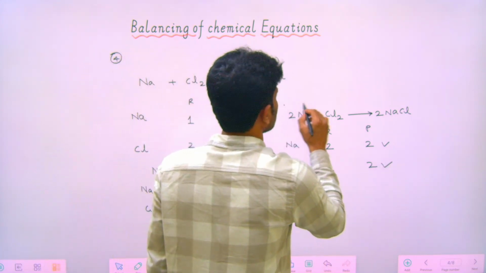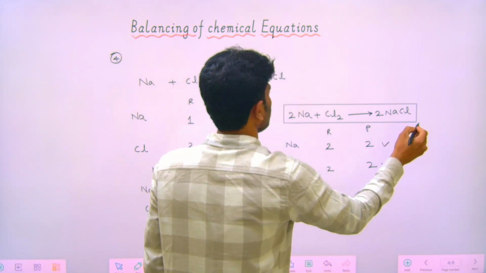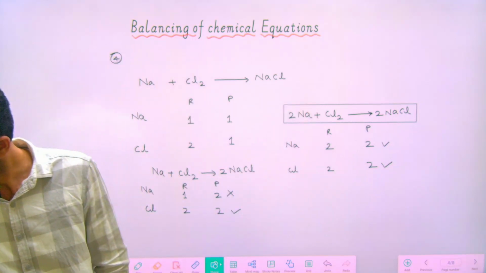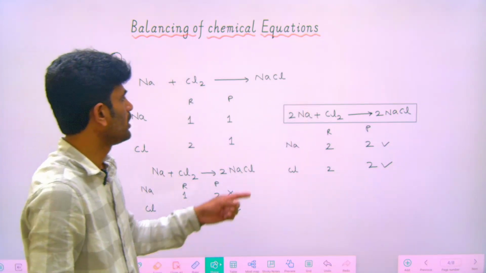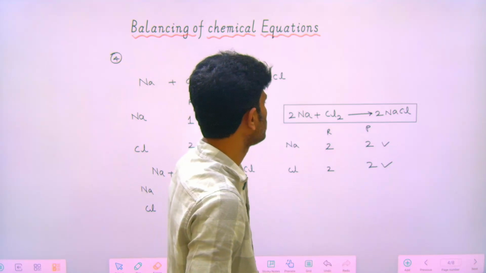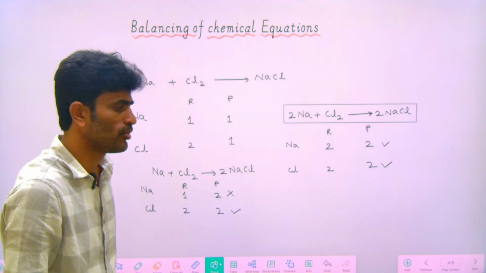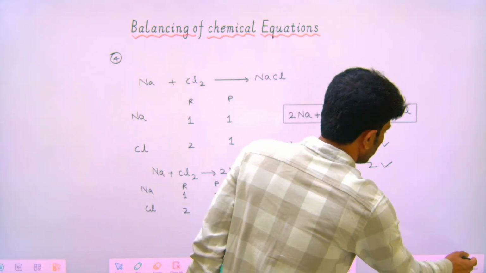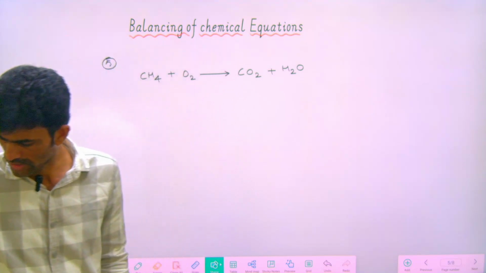So the balanced chemical equation is 2Na plus Cl2 gives rise to 2NaCl. Hope you understood this. Now the next question, next equation.